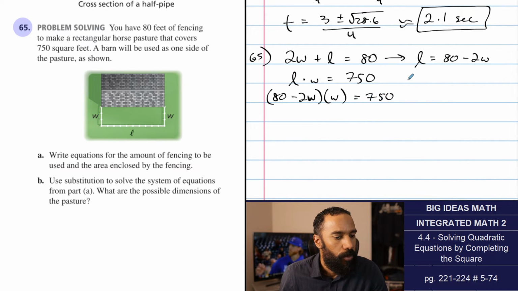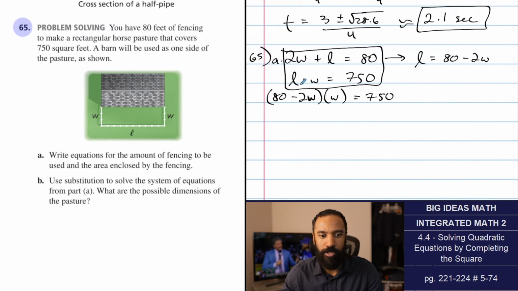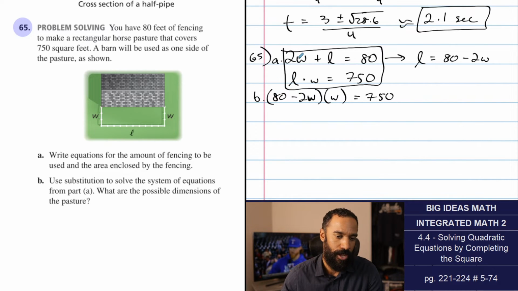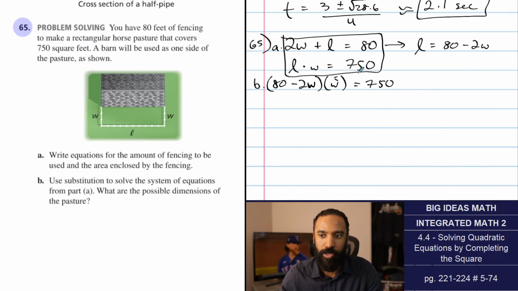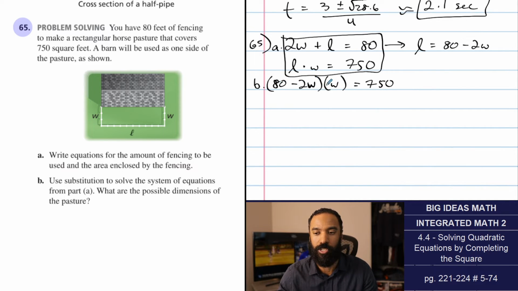What do they want? Write equations for the amount of fencing to be used and the area enclosed by the fencing. So this was part A. Part A was there. Now I'm working probably part B. Use substitution. Yeah, it's a system. Use substitution to solve the system of equations from part A. What are the possible dimensions of the pasture? So that's what I'm doing here. I got L by itself so I could substitute for L. Now I have an equation with only W's in it. This is the length, just written in terms of width.